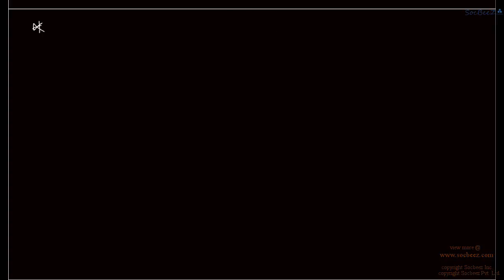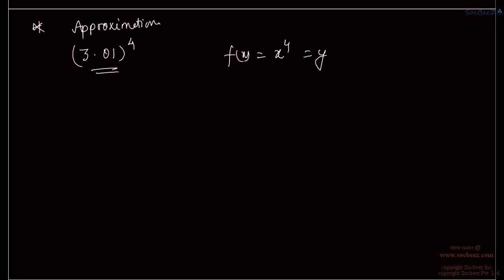Now, using derivative, we can also do some approximations. Suppose we have to find the value of 3.01 to the power 4, right? Then using derivative we can find the approx value of this number. Okay, so let us name a function fx is equal to x to the power 4. That is, this is y, say. And we have, say, delta x is equal to 0.01, right?